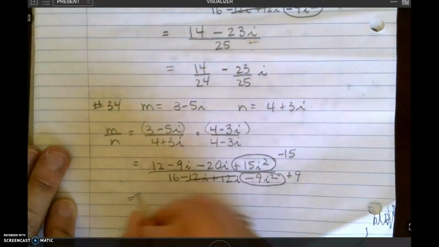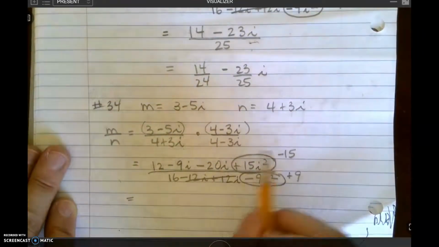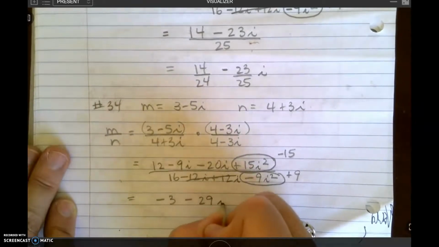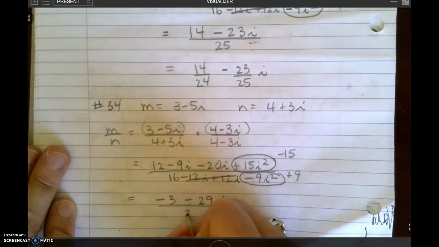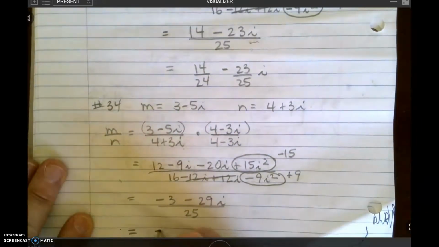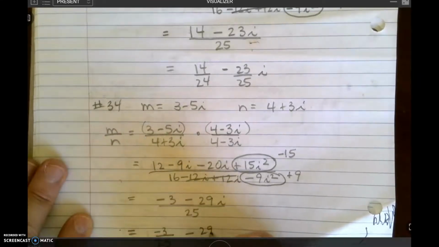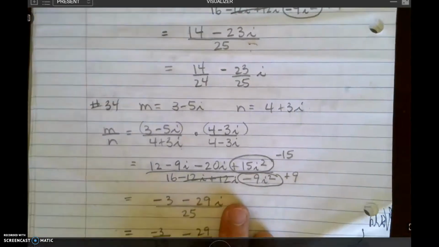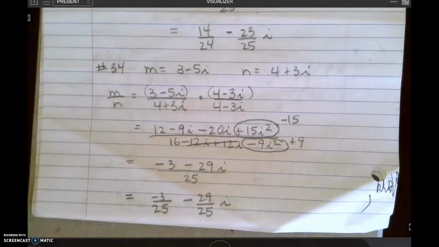So in the numerator, I have 12 minus 15 is negative 3 minus 29i, all divided by 25. So when I separate it, I get negative 3 over 25 minus 29 over 25i. And that's 34.